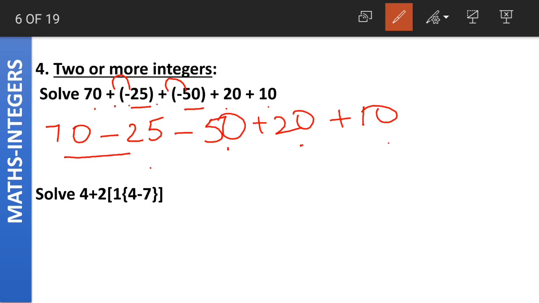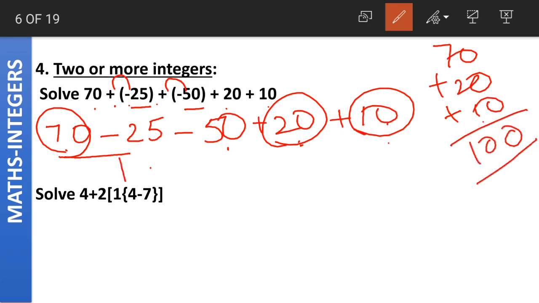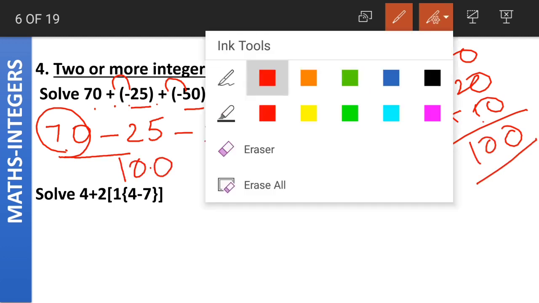So what we should do is take out the positive numbers and add them up. 70 plus 20 plus 10. What will the answer be of 70 plus 20 plus 10? 0, 7 plus 2 is 9, plus 1 is 10. 100. The sum of positive integers is 100.